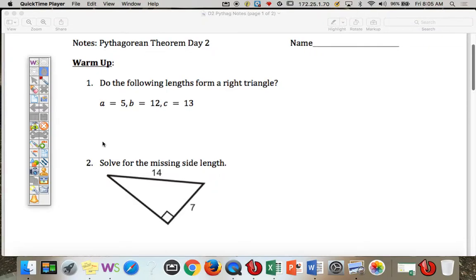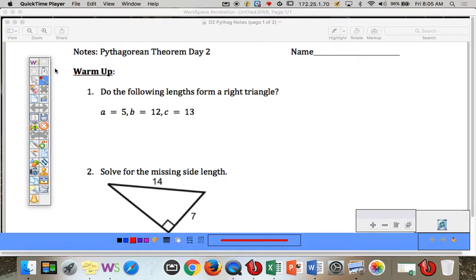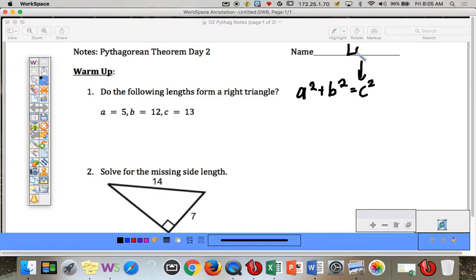Today we're going to take a second look at Pythagorean theorem. So let's start with the warm-up. Do the following lengths form a right triangle? And if they do, they're going to work in Pythagorean theorem, which is a squared plus b squared equals c squared. And remember, c has to be the longest side, the hypotenuse. So let's plug in and see, does it work in Pythagorean theorem?